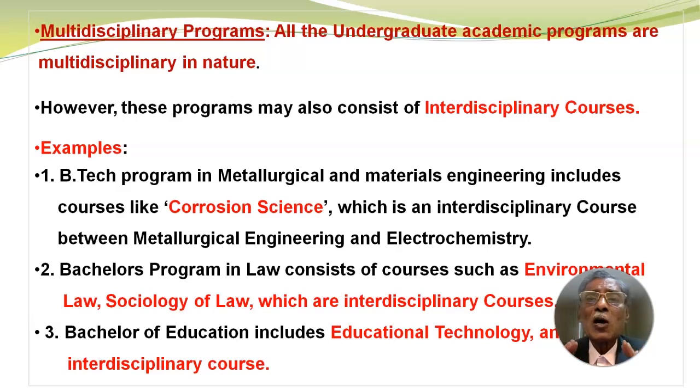Multidisciplinary programs: all the undergraduate programs, academic programs are multidisciplinary in nature. However, these programs may also consist of interdisciplinary courses. For example, the B.Tech program in metallurgical and materials engineering includes courses like corrosion science, which is an interdisciplinary course between metallurgical engineering and electrochemistry.